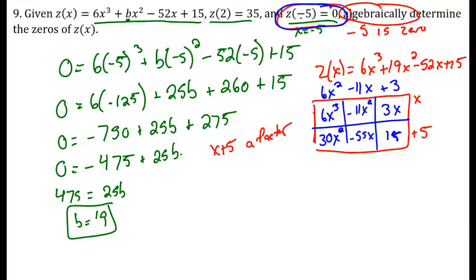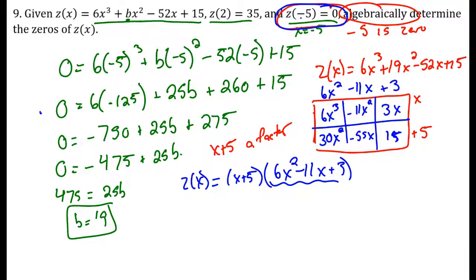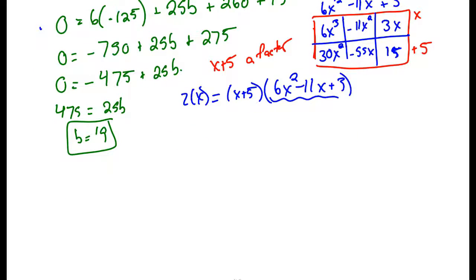Which tells me that z of x can be written as, notice, this is what's nice about reverse tabular, is you see that multiplication relationship there. x plus 5 times 6x squared minus 11x plus 3. I can rewrite z of x, this polynomial here, as the product of those two. Well, if I want to find the zeros, I need to factor it more. That's a quadratic with a leading coefficient, so I'm going to have to use the AC method.